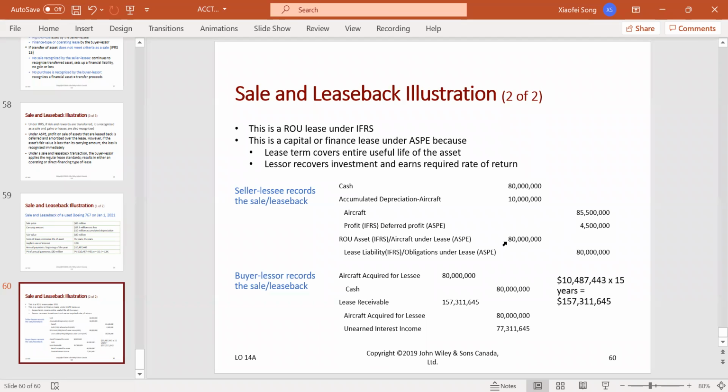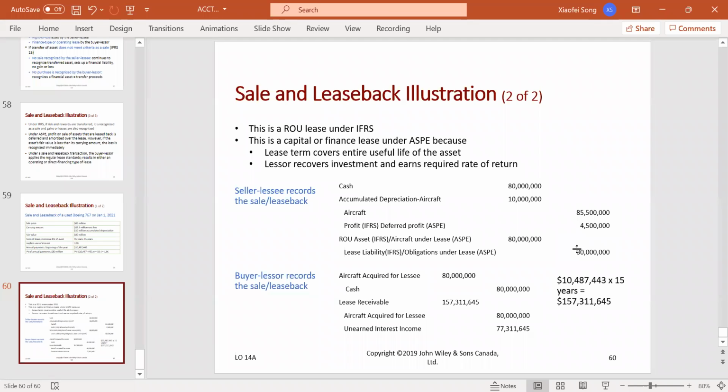And we recognize the lease. We recognize the lease right away. It's called the right of use asset under IFRS. It's called the aircraft under lease under ASPE, 80,000. And we recognize the liability, lease liability, that's the term under IFRS, obligations under lease, that's the ASPE term, $80 million.